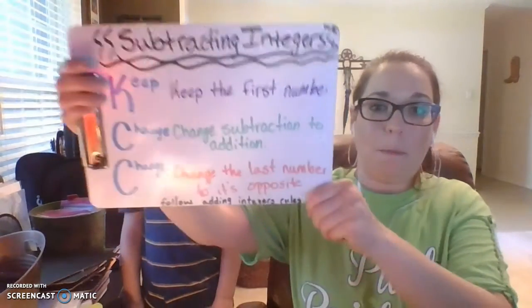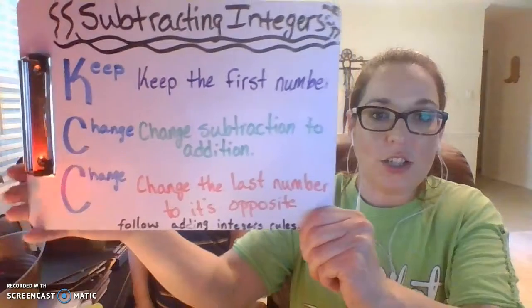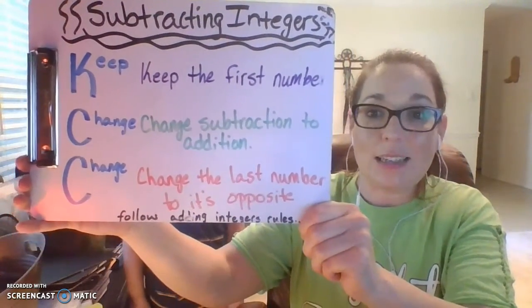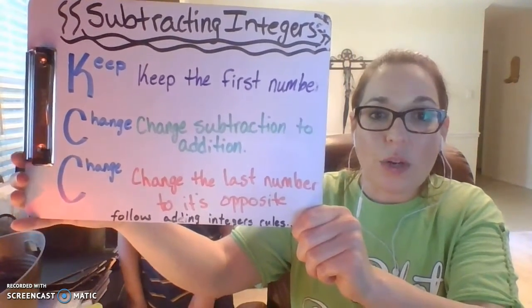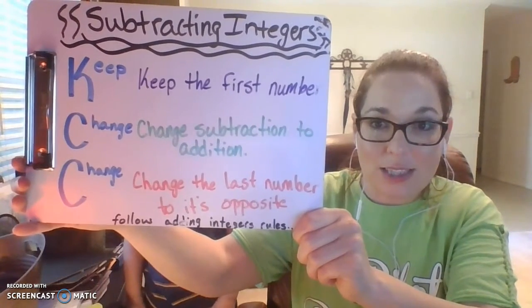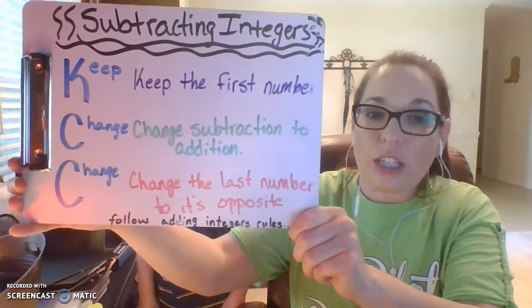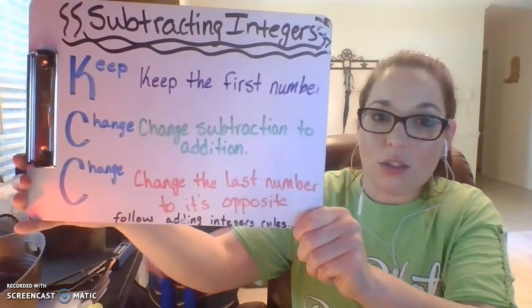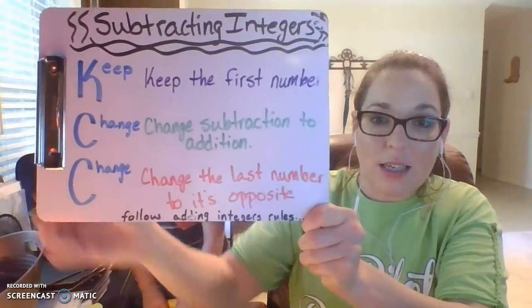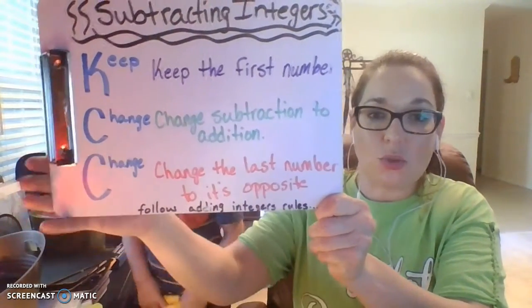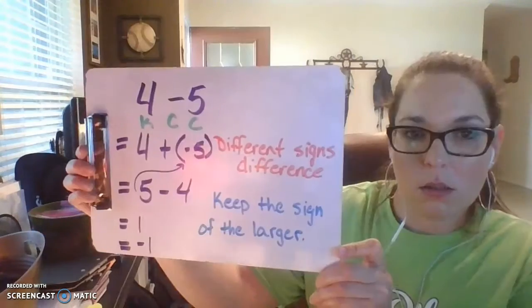All right, but what if we're subtracting? When subtracting integers, we use KCC, which is keep, change, change. We keep the first number, we change the subtraction sign to addition, and then we change the last number to its opposite. So we follow the adding integers rule after that.